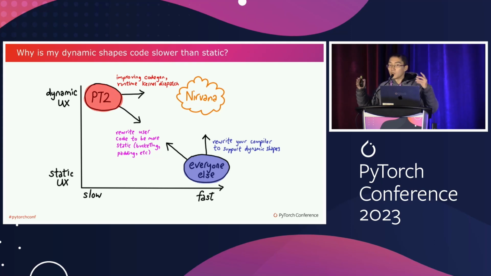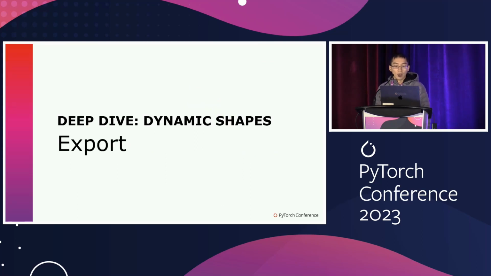This is in contrast to most other compilers, where they're starting with a fast but static-shape-only compiler, and you're forced to shove your dynamic shapes problems into a statically sized box while they're rewriting their compilers to support dynamic shapes. Okay, so that's everything I wanted to say about torch.compile.